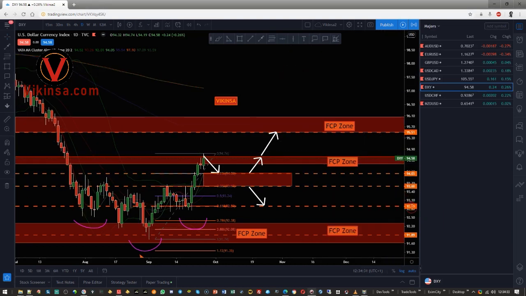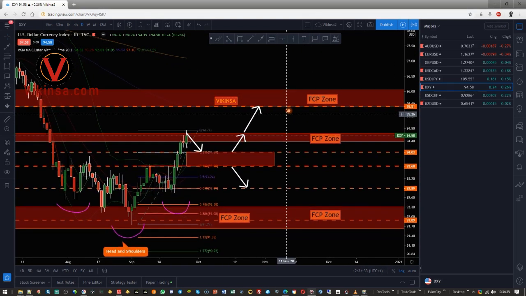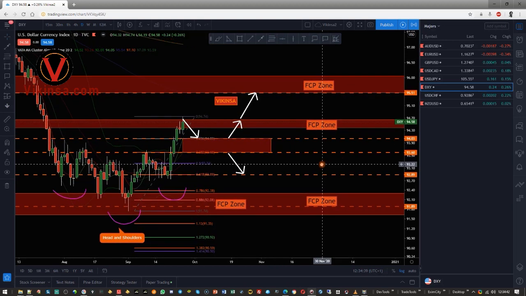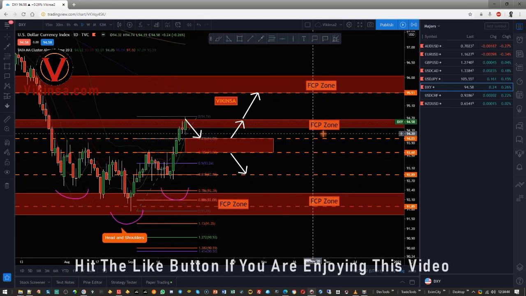So I'm not going to revise the entire thing here because this is more about Euro USD and other currency pairs. So let's look at DXY very briefly. What we have here is that we identified these three FCP zones actually, and this FCP zone was identified in the month of August. Actually, we started talking about this in July 2020, and we knew that market was probably going to come to this level and start to move up.